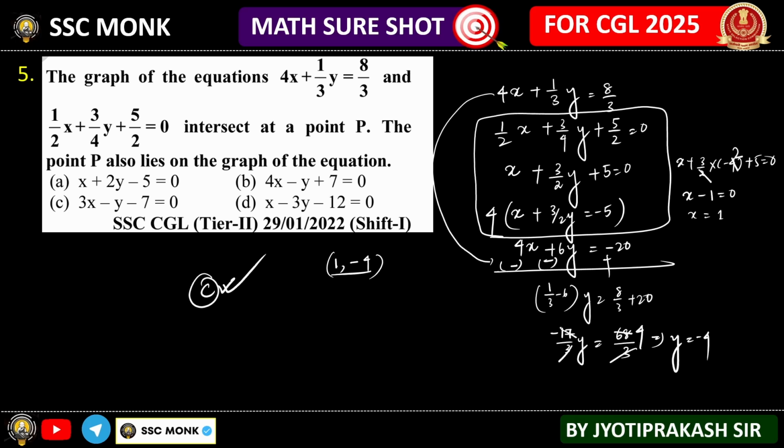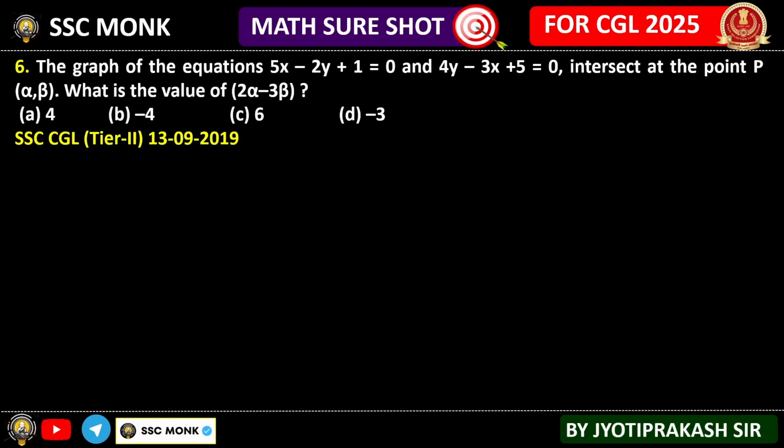Clear? Next, the graph of the equation 5x minus 2y plus 1 is equal to 0 and 4y minus 3x plus 5 is equal to 0 intersect at a point alpha and beta. What is the value of alpha and beta? I'm giving you this as homework because I just solved this question previously.